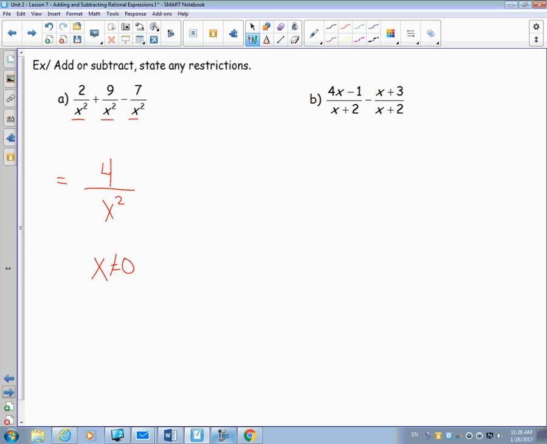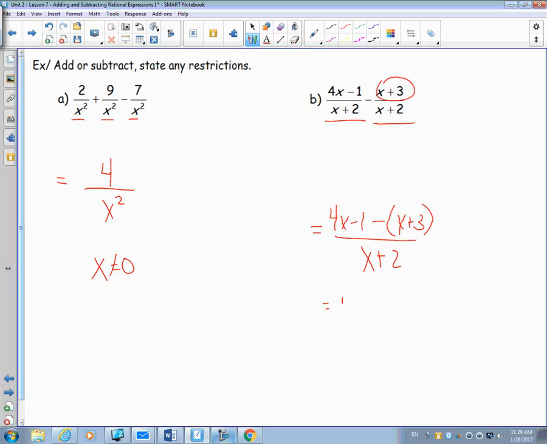Let's try the next one. Slightly more challenging. Do we have a common denominator? Sure we do. That entire expression is common. So on the top, I can collect my like terms. But here's where you have to be a little careful. The top is really 4x minus 1 minus x plus 3. It doesn't show as brackets, but I need to subtract all of this. So it's often easier to write it as a bracket before you try collecting.